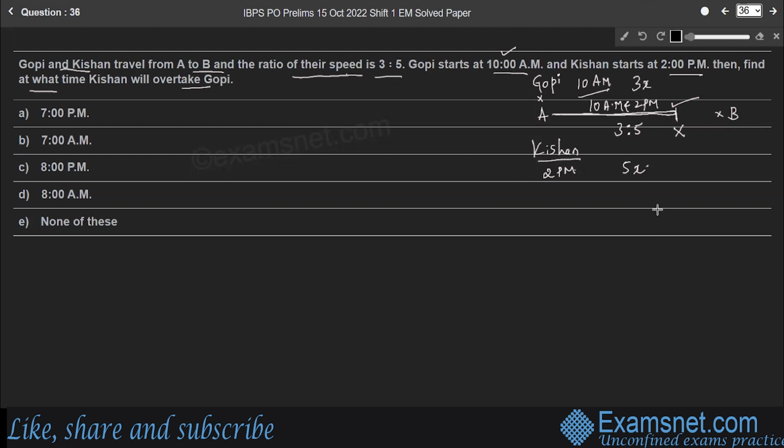So let us consider the distance traveled by Gopi in 4 hours, that means between 10 a.m. and 2 p.m. Later we'll find the time, that means at what time Kishan will overtake Gopi, right? So before that, let the speed of Gopi be 3x and the speed of Kishan be 5x.